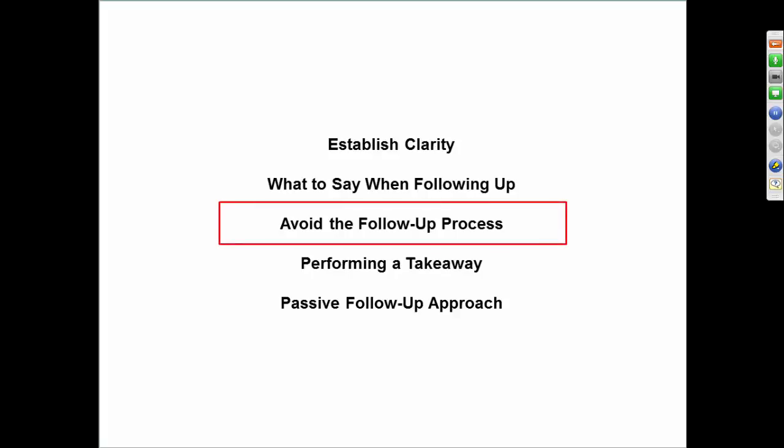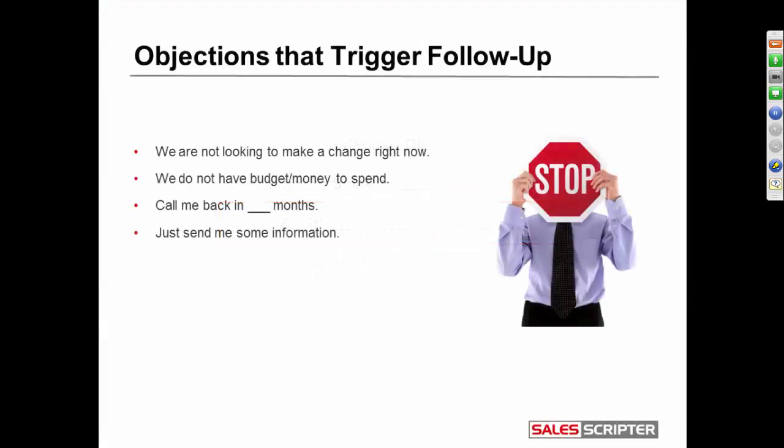Now I want to talk to you about how to avoid the follow-up process. And the way that we're going to look at this is that one of the things that can push you into the follow-up process is that you get objections. Some objections that might push you in that direction are: we're not looking at making a change right now. We don't have any budget or money to spend. Call me back in 6 months. Just send me some information.